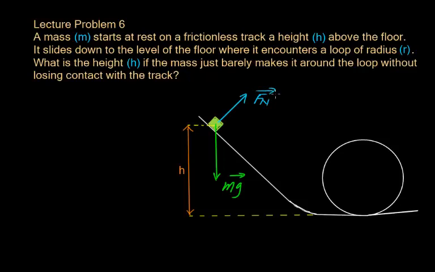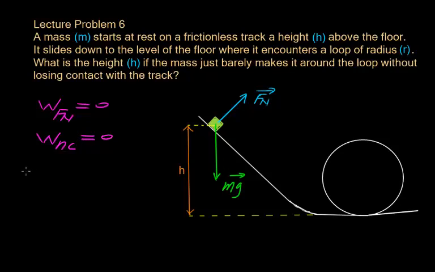Notice that the mass is under a single non-conservative force, which is the normal force. And since the normal force makes a perpendicular angle with the displacement, the work done by the normal force is equal to 0. As a result, the work done by the non-conservative forces must also equal 0. Based on this conclusion, we can say that the mechanical energy of the system is conserved.